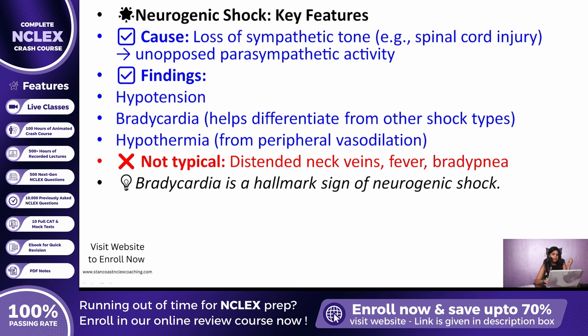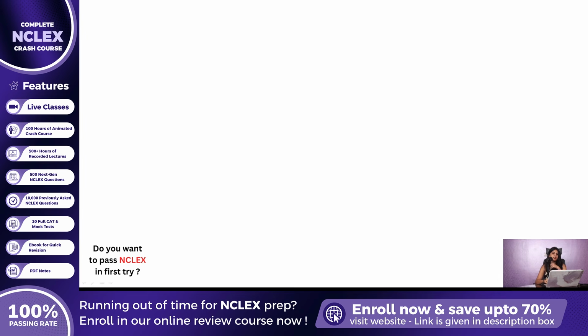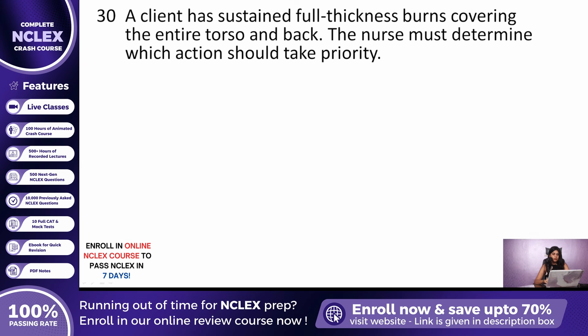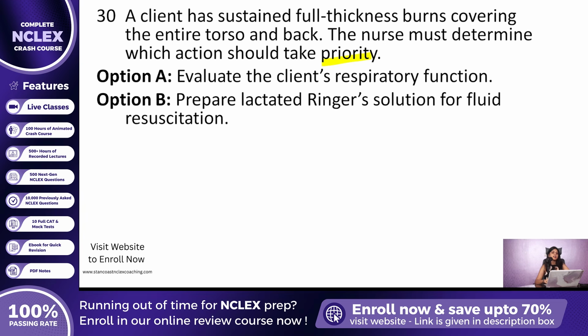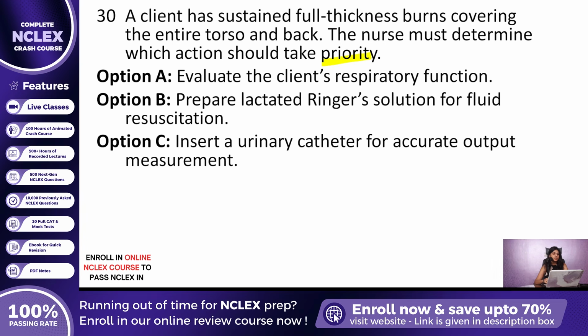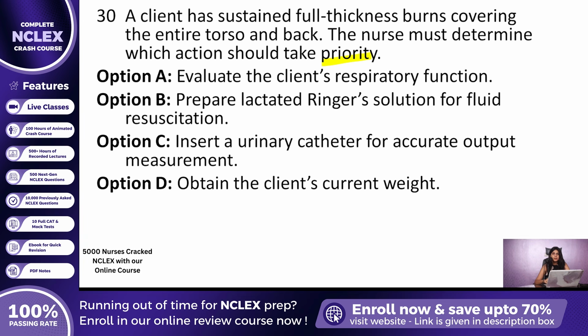Question 30. Finally, for this group, let us look at a critical burn care scenario. A client has sustained full-thickness burns covering the entire torso and back. The nurse must determine which action should take priority. The options are: Option A, evaluate the client's respiratory function. Option B, prepare lactated Ringer's solution for fluid resuscitation. Option C, insert a urinary catheter for accurate output measurement. Option D, obtain the client's current weight. The correct answer is Option A, evaluate the client's respiratory function.